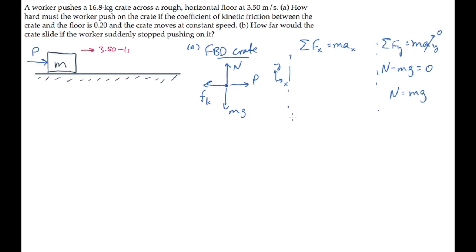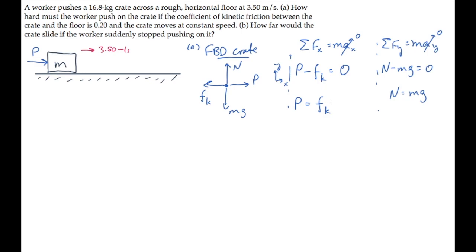Let's look at Newton's second law in the x direction now. There are two horizontal forces. The pushing force is along positive x, and kinetic friction is along negative x. The crate moves in the same direction at a constant speed, so its acceleration in the x direction is 0. This means that the worker must push with a force the same magnitude as kinetic friction.